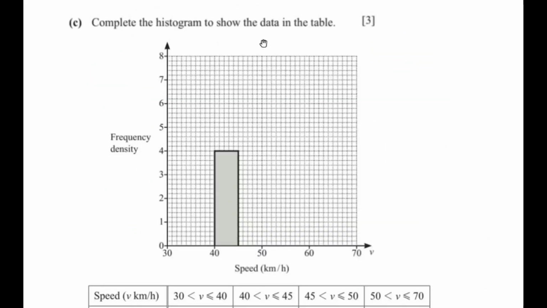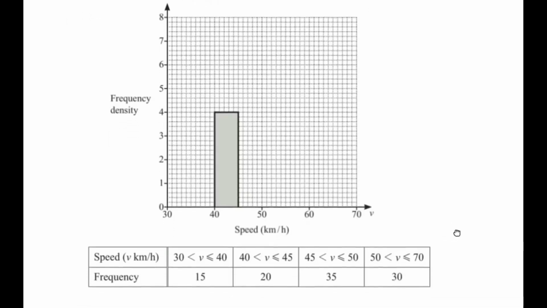Complete the histogram to show the data in the table. So this is the histogram which has been given. On the y-axis, we can see the frequency density is given, and on the x-axis, the speed is given. So we have reconsidered the table over here for easy reference.